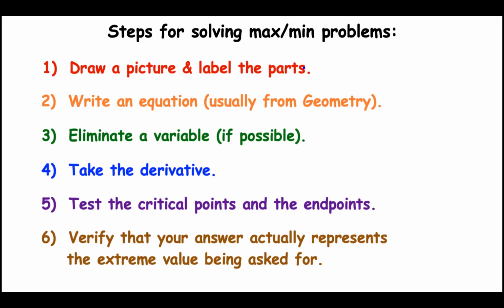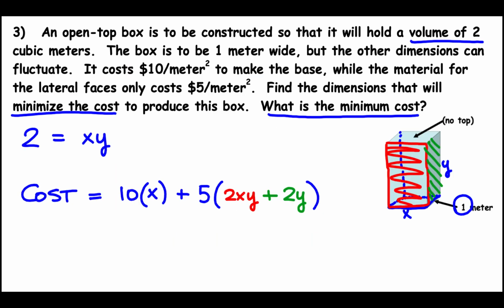All right, let's see how we're doing so far. Draw a picture, label the parts. That's been done. Equation from geometry. I made 2 of them. Okay, we have to eliminate a variable. Here we go. That's where we're at. And that's what this top equation, 2 equals XY, can do. In fact, if XY is 2, really I'm looking at 2 times 2 in red here. That's a 4.